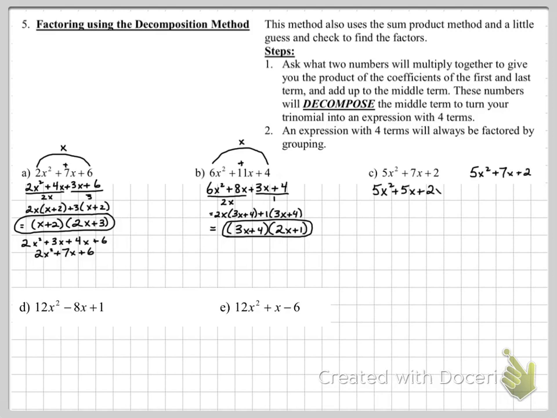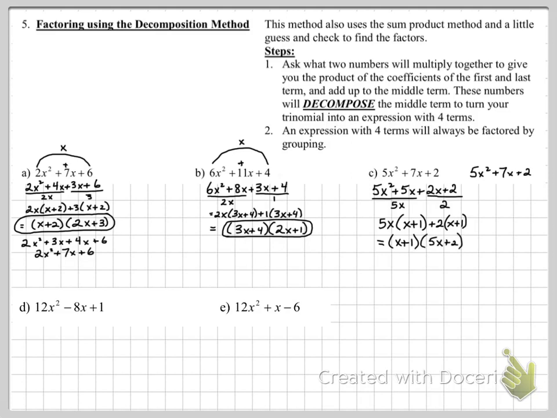In the first case, two numbers that multiply together to give me 10 and add up to 7 are going to be 5 and 2. So there I have 5x squared plus 5x plus 2x plus 2. Now I can factor a 5 and an x out of the first two to give me 5x times x plus 1. And I can factor a 2 out of the second group to get 2 times x plus 1. And a final answer of x plus 1 times 5x plus 2.